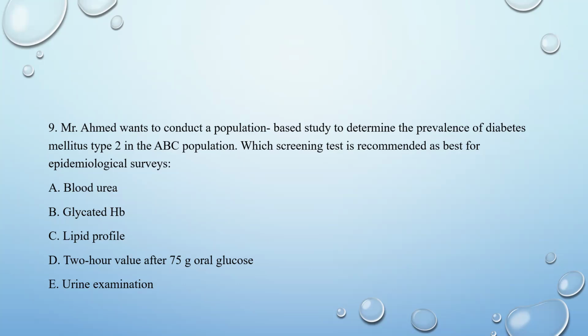D. Yes, D is the right answer because OGTT is considered as a screening test, while glycosylated hemoglobin is usually used for the purpose of diagnosis.